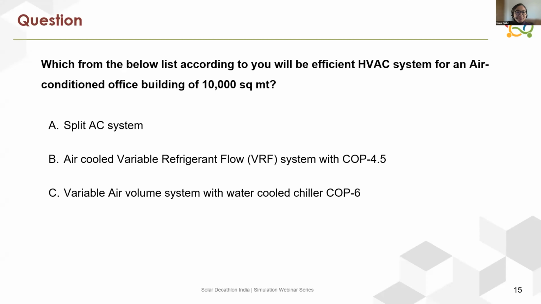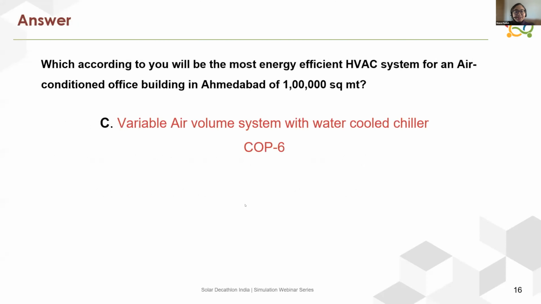Perfect. So I think maximum people have said here that the variable air volume system with water cooled chiller is the most efficient one, which is correct in this case because it has higher COP. So higher COP means more efficient systems. Split ACs are your decentralized systems, so they would have higher energy consumption.